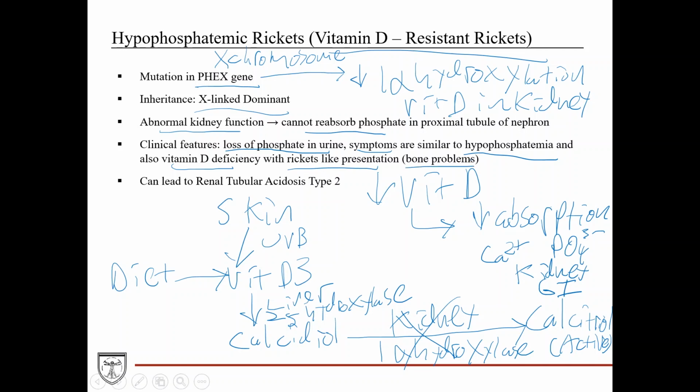The reason you develop that is because calcium and phosphate are key components of the structural integrity of bones. And so if you have decreased vitamin D and decreased levels of calcium and phosphate being reabsorbed in the nephron and being absorbed in the GI tract, then you're going to develop structural problems with your bones, which will give you that rickets-like presentation. This disease can also lead to renal tubular acidosis. The way this disease is treated is you just give them oral supplements of vitamin D and oral supplements of phosphate to help correct this.